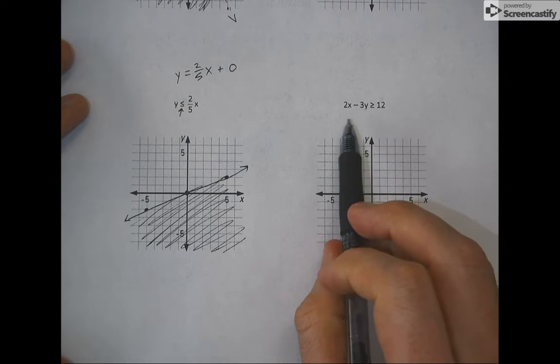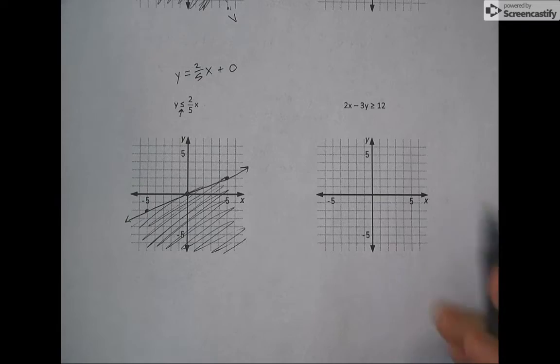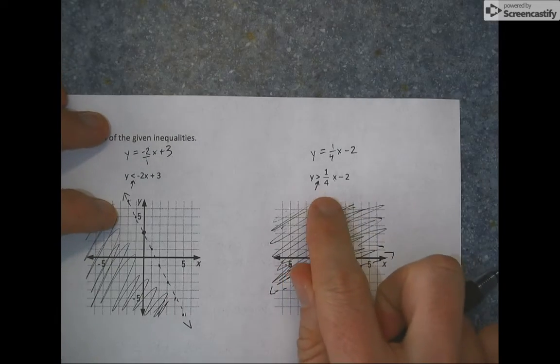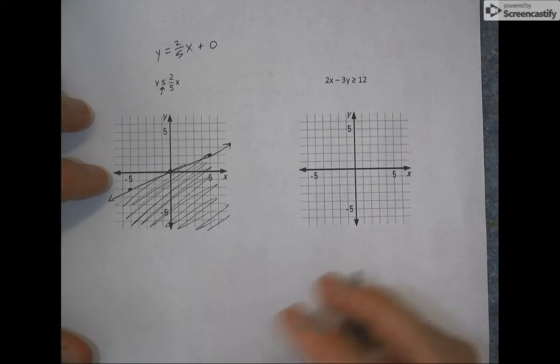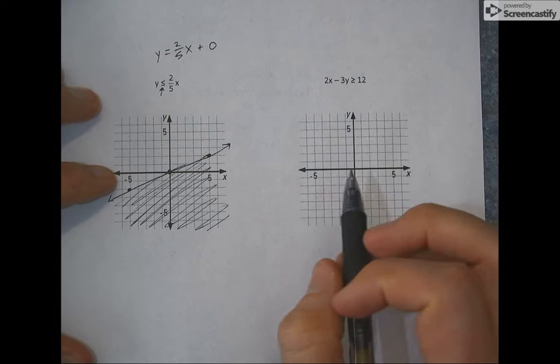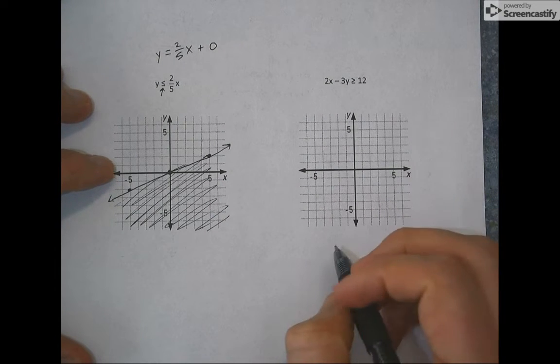Okay, let's go to this last one now. To put this on the graph, the easiest way to do it is to have one that's in slope-intercept form. So we're going to take this and solve it for y, so that it says y equals, and then it looks like the rest of these, and we've got a nice slope and intercept.